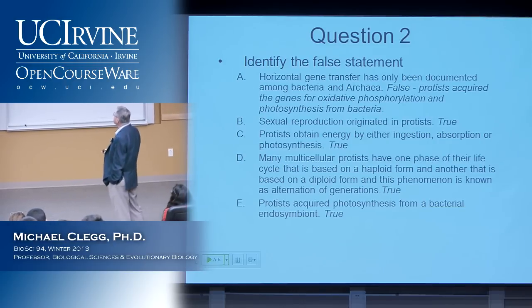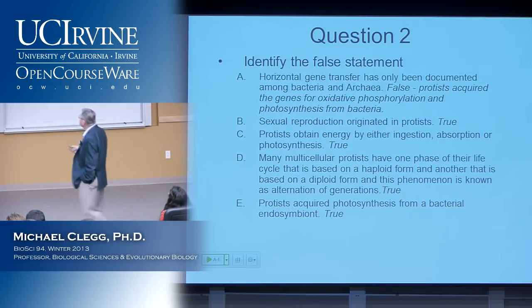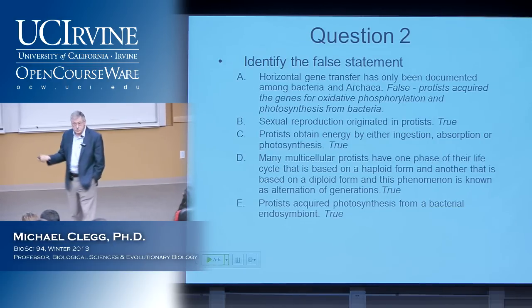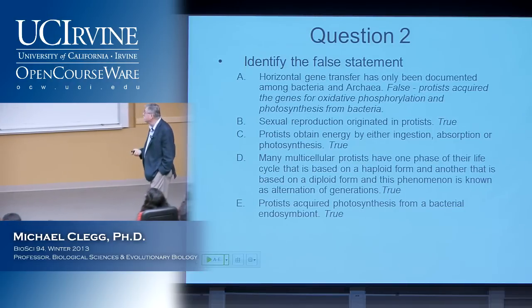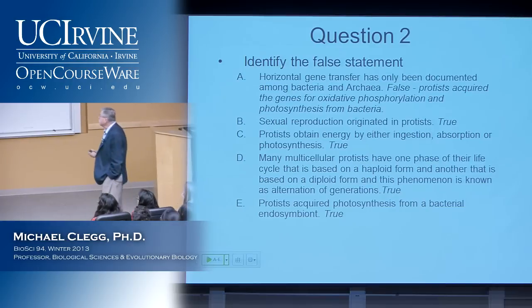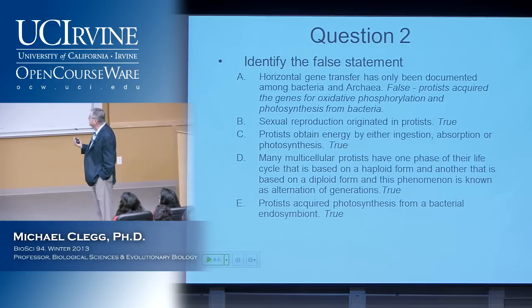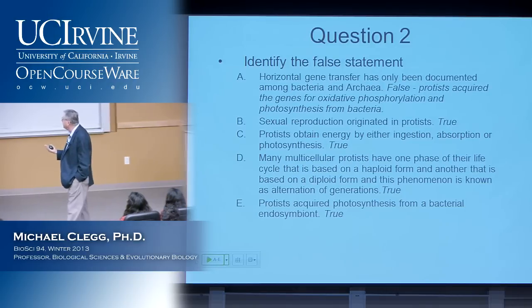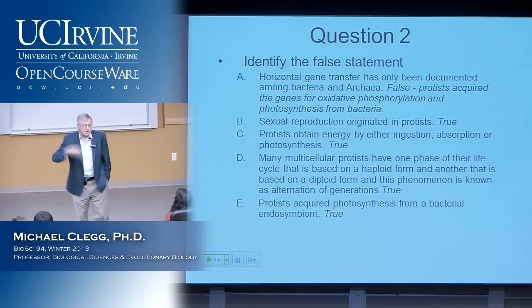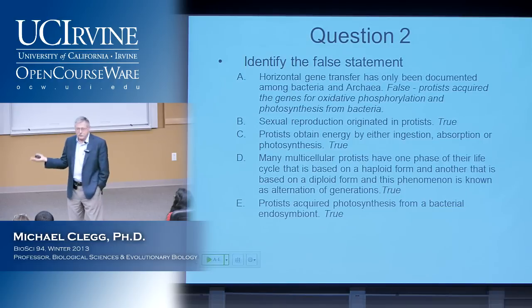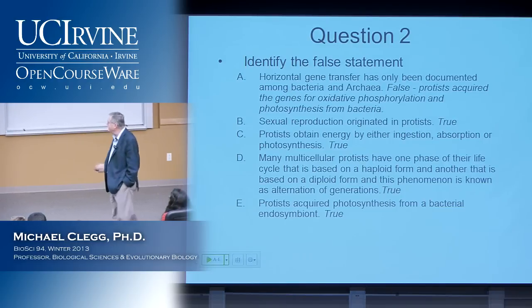Protists obtain energy from either ingestion, absorption, or photosynthesis. That's true. Remember, we went through those three ways of getting energy in the last lecture. Many multicellular protists have one phase of their life cycle that is based on a haploid form and another that is based on a diploid form, and this phenomenon is known as the alternation of generations. Well, I just reviewed that. So if you missed this one, you're not listening.